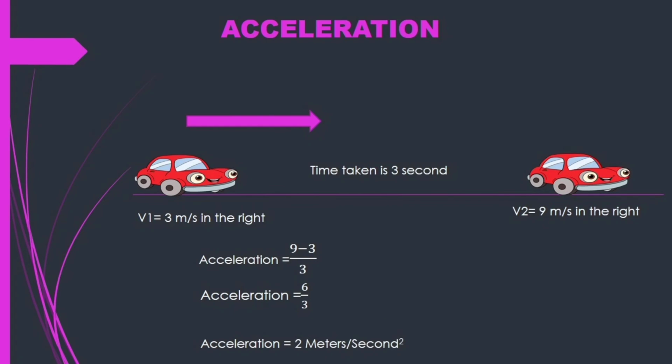Here, how much velocity has changed? Initially it was 3 meters per second and finally achieved the velocity of 9 meters per second. Time taken for this velocity change is 3 seconds. So the acceleration is change in velocity, that is 9 minus 3, 6 meters per second divided by 3 seconds. So acceleration would be 2 meters per second square. Acceleration is vector quantity. It is measured in meters per second square.